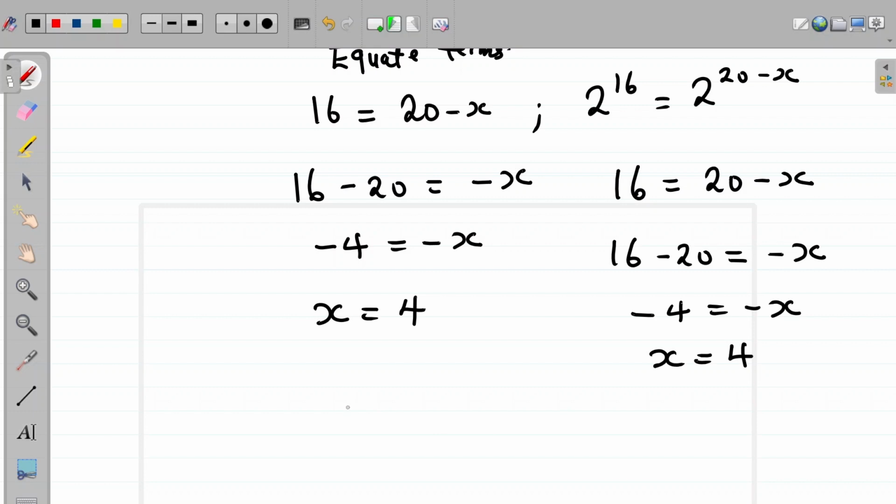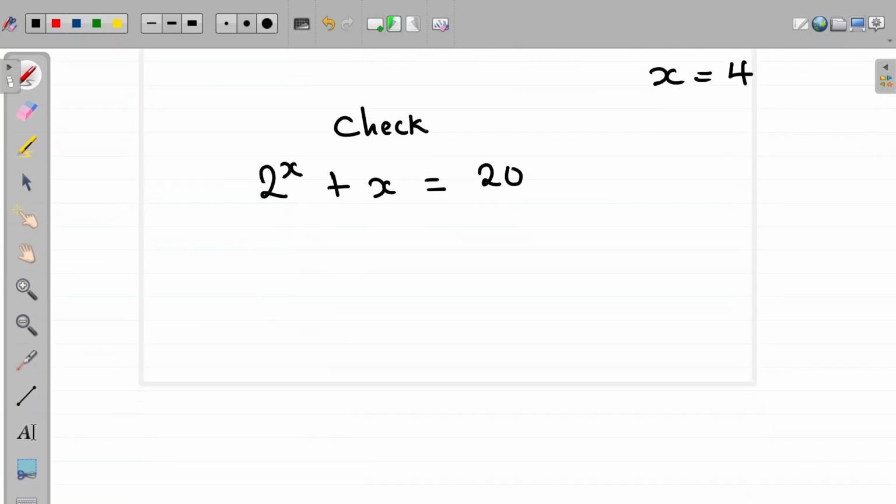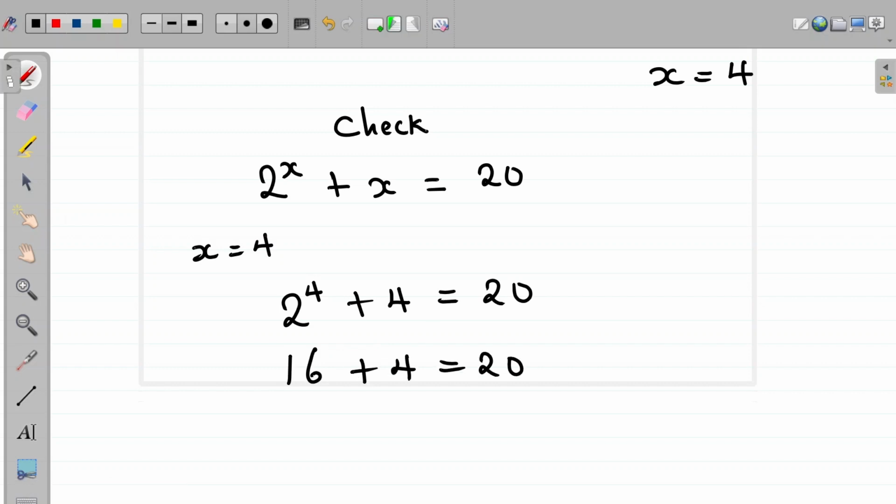Now let's check if our equation is true. We are given that 2 raised to the power of x plus x is equal to 20. x is equal to 4, so therefore we have 2 raised to the power of 4 plus 4 is equal to 20. 2 raised to the power of 4 is given as 16, plus 4 equal to 20. So we have 20 is equal to 20.